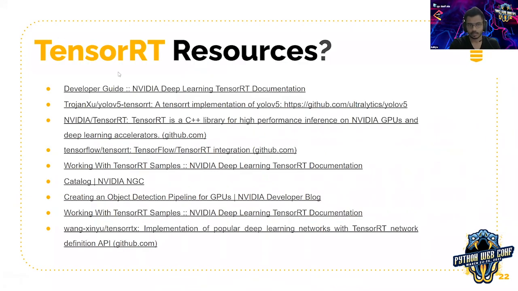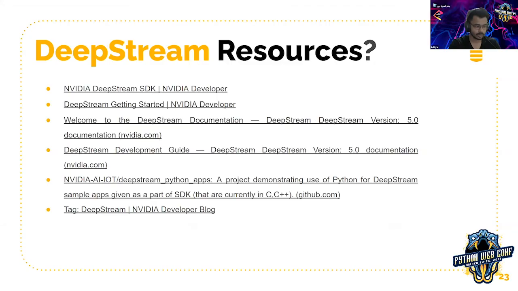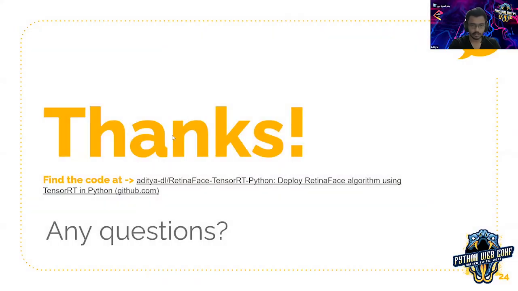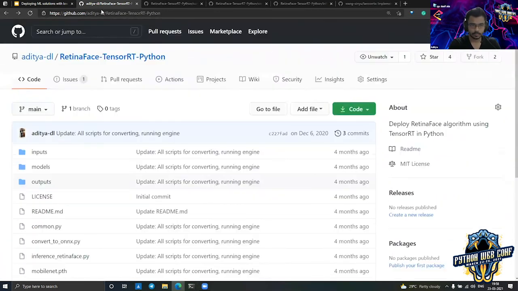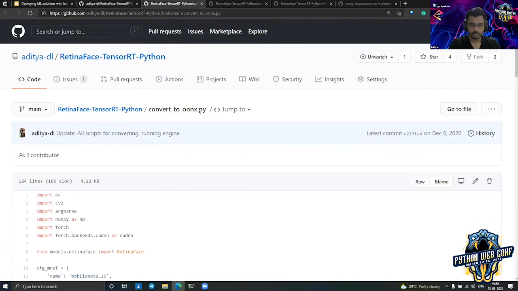So these are several of the resources for TensorRT and for DeepStream. I'll be sharing this slide deck with you after the presentation. I'll show you how you can essentially convert your models to DeepStream. I've used, as I told, RetinaFace. So I have this repo. I'll also share this with all the attendees. Yeah. So here, this is the path.